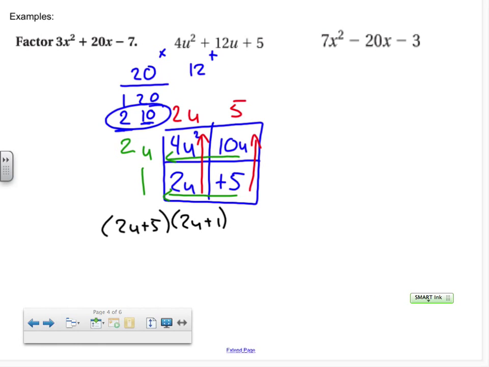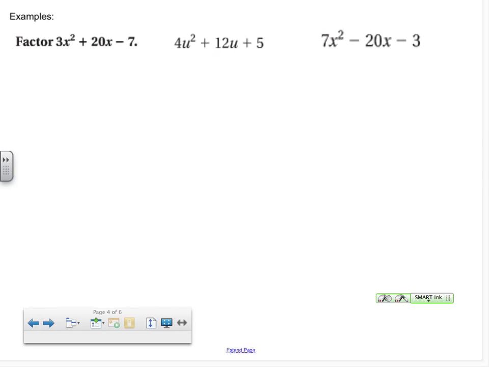Our third practice problem. All right, take a look. Our A and our C are 7 and negative 3. When we multiply those, we get negative 21. So we want to multiply to get negative 21 and add to get negative 20. All right, so as we take a look at it, just start trying numbers. 1 and negative 21 adds to negative 20. So that one worked right away. So we're good to go.